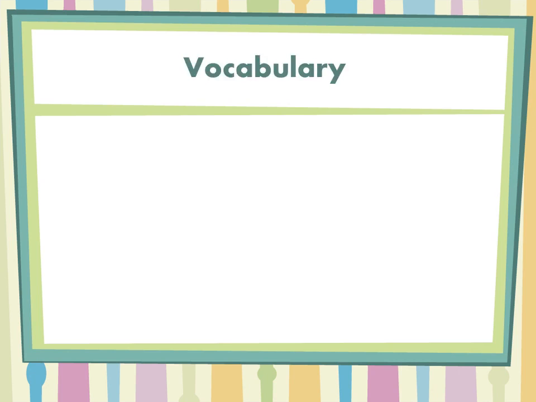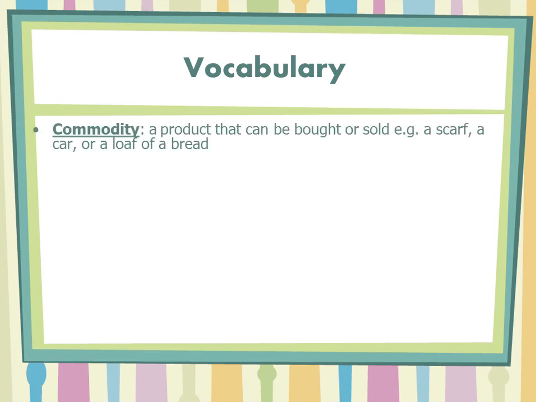Let us see some vocabulary words first so we can understand what we are learning about. Commodity: a product that can be bought or sold. Example, a scarf, a car, or a loaf of bread. So anything we buy, any product. Commodity is basically a second name for a product.